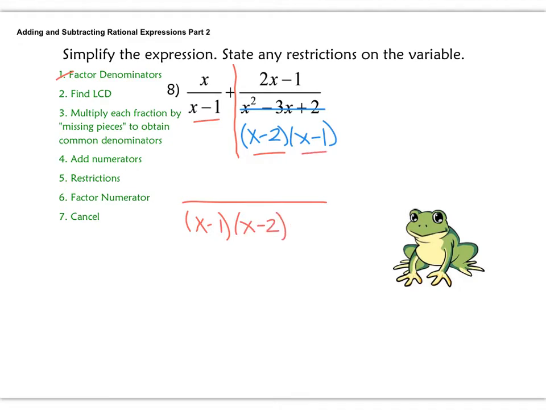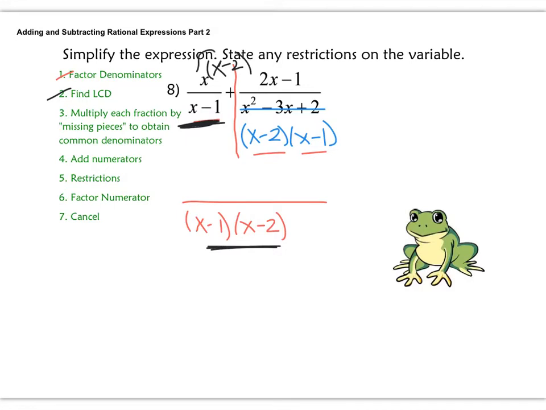And I already wrote down the x minus 1, so I have every piece accounted for. All right, from there, multiply each by its missing piece. So what is this one missing to look like this? Well, it's missing the x minus 2. So we will multiply the top by x minus 2.